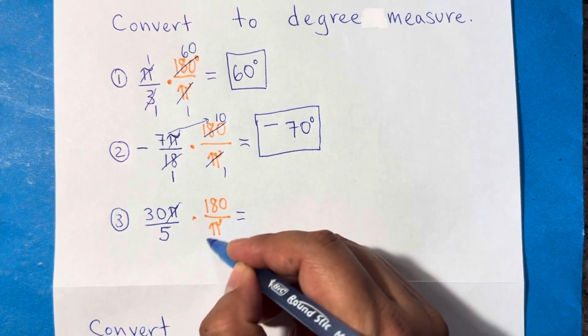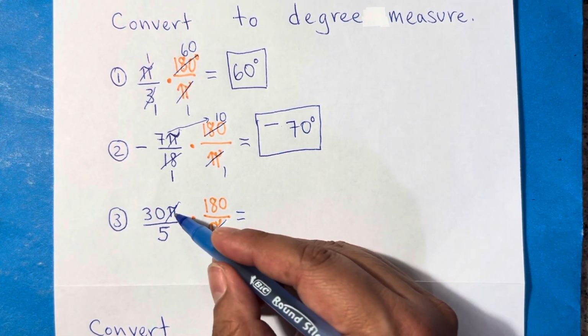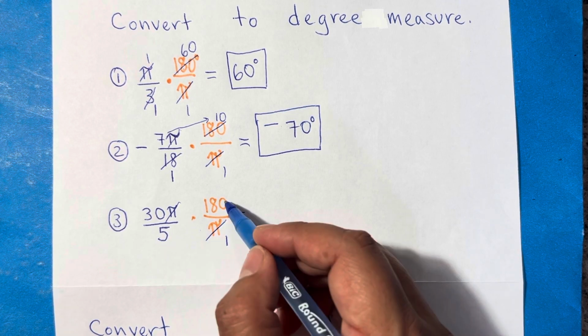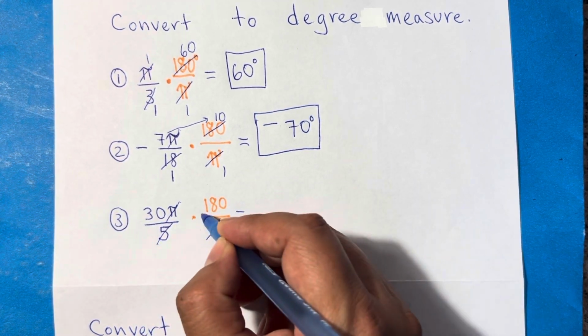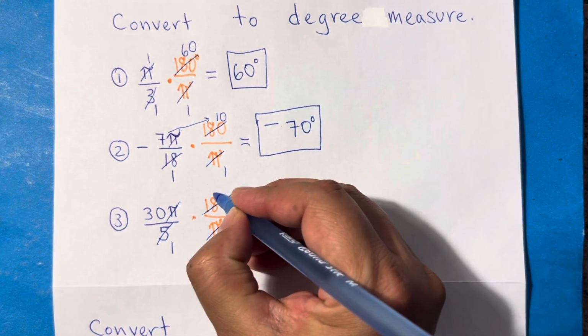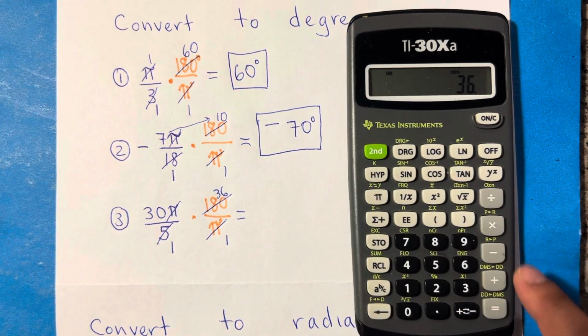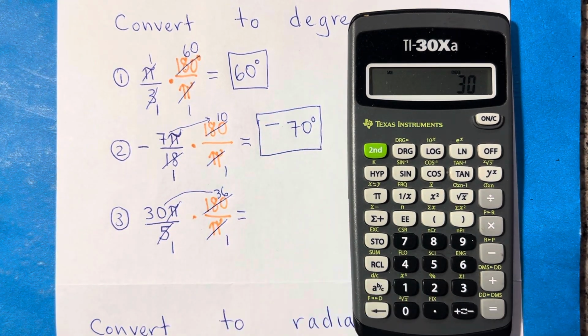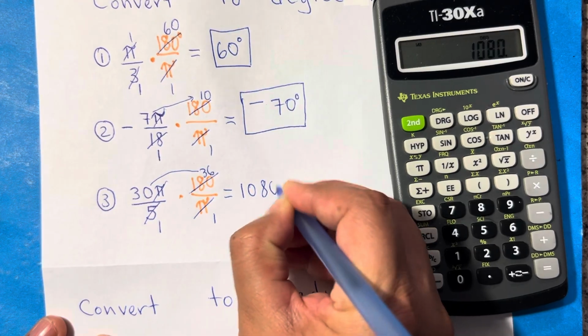Again, we cancel pi. Why? Because pi divided by pi is 1. In here we can divide by 5. This is 1, and then 180 becomes 36. And then 36 times 30, right? This right here is equal to 80 degrees.